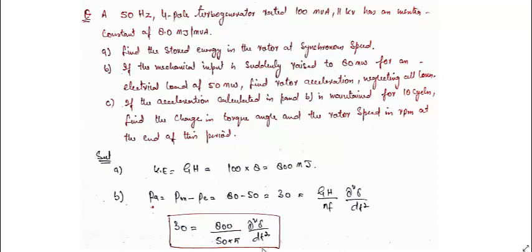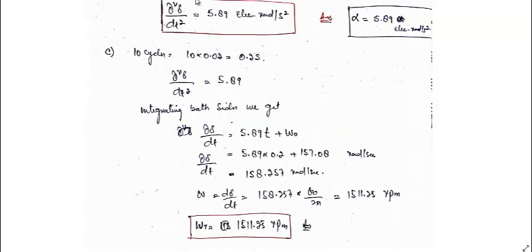Del square delta by del t square will be equal to 30 into 50 into pi divided by 800. It comes out to be equal to 5.89 electrical radians per second square. This is the rotor acceleration, simply because acceleration will be del square theta by del t square. Here it will be del square delta by del t square, because del square delta by del t square is equal to del square theta by del t square, which we have already calculated. So this will be alpha, the rotor acceleration.